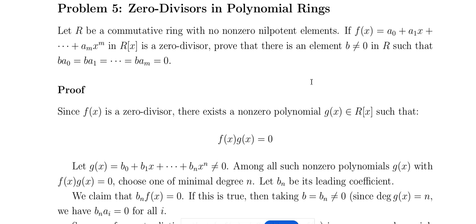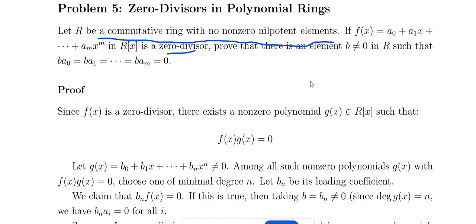Now, zero divisors in the polynomial rings. Okay, so let R be a commutative ring with no non-zero nilpotent elements, and f(x) equal to a polynomial of degree m in R[x] is a zero divisor. That is, there is an element b not equal to 0 in R such that b a0, b a1, ..., b am equal to 0. So that is the zero divisor in the polynomial ring.